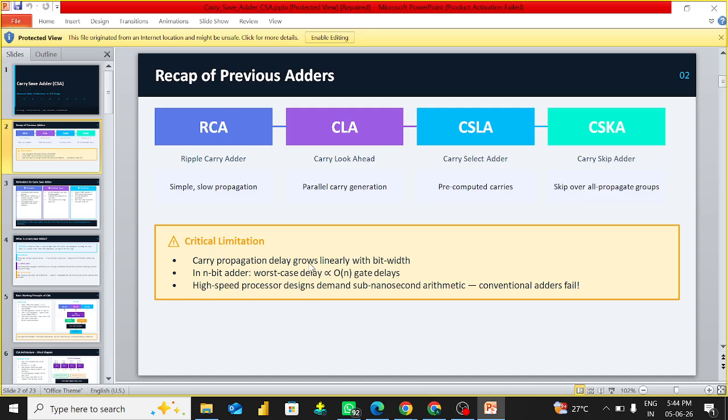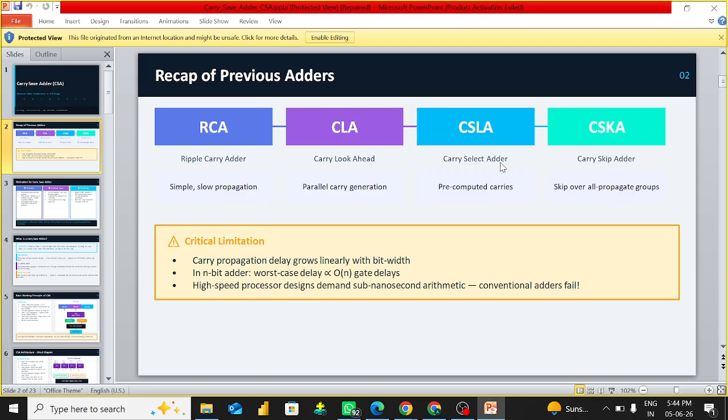Now, although these adders improve speed, like CSLA and CSKA have improved the speed, all of them still depend on some carry propagation. There will still be some carry propagation. And they were mainly adding two operands. This becomes a problem in multipliers.